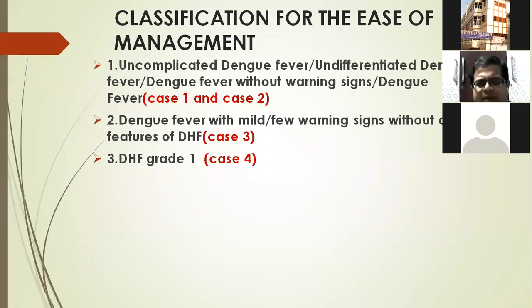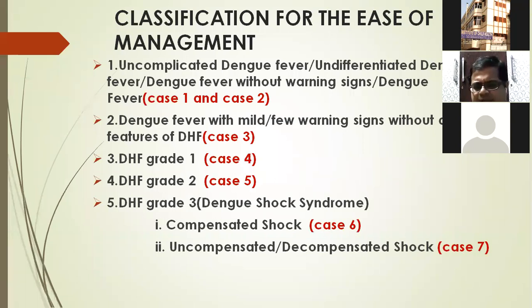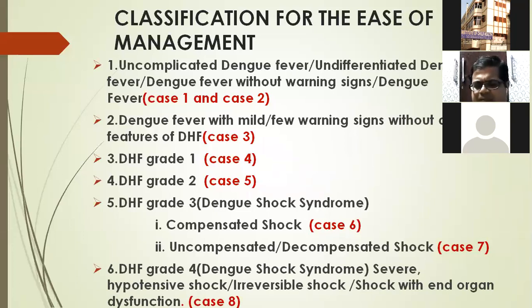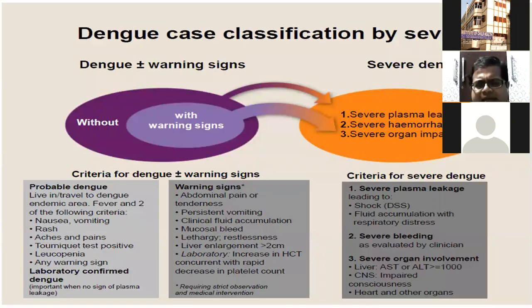Number 3, dengue hemorrhagic fever grade 1. I will discuss it in case 4. Number 4 is dengue hemorrhagic fever grade 2. I will discuss it in case 5. Number 5 is DHF grade 3, that is dengue shock syndrome. I will discuss compensated shock in case 6, and uncompensated or decompensated shock in case 7. And number 6 is DHF grade 4, that is dengue shock syndrome or severe hypotensive shock, irreversible shock, shock with end organ dysfunction.